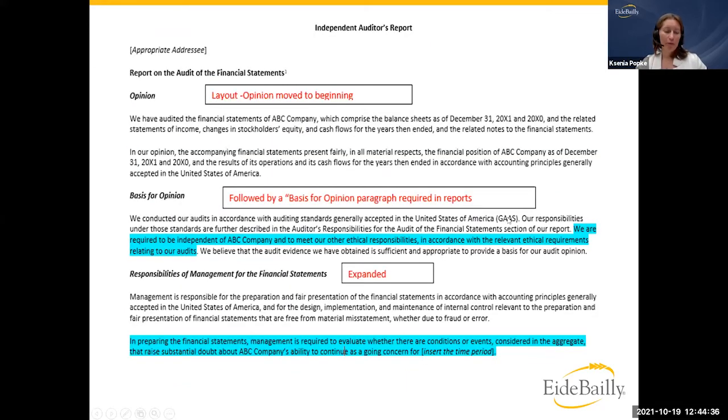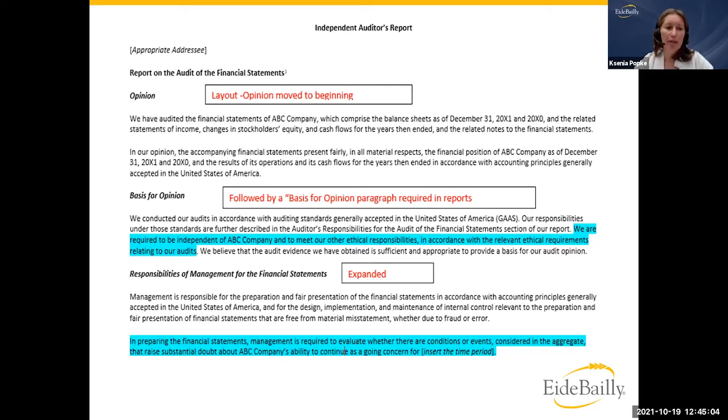So we'll go through and kind of give you a glimpse of what it's going to look like. And again, if you want to read this in more detail, the slides will be available if you want to share it with your boards or finance committee members. So this particular report has been changed to show the various highlighted items that are being added or moved around. So the layout is changing.